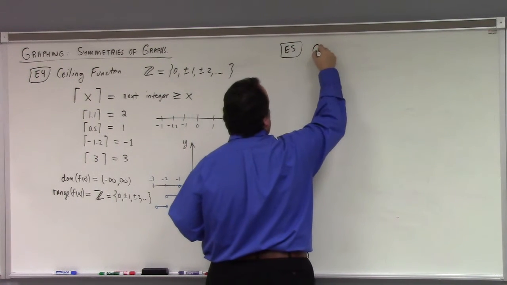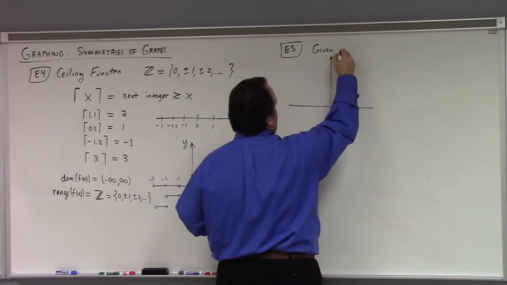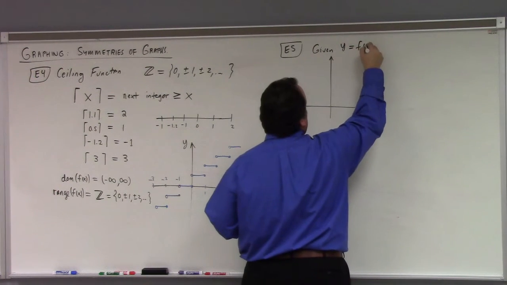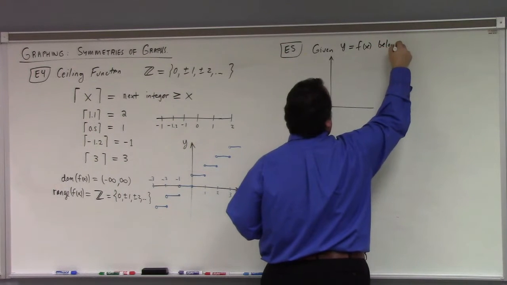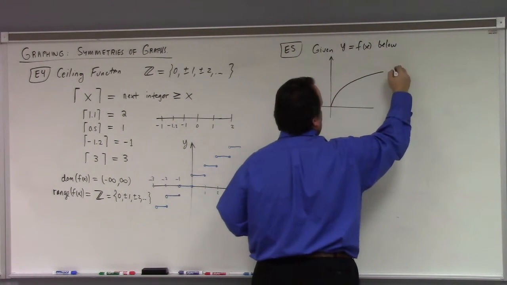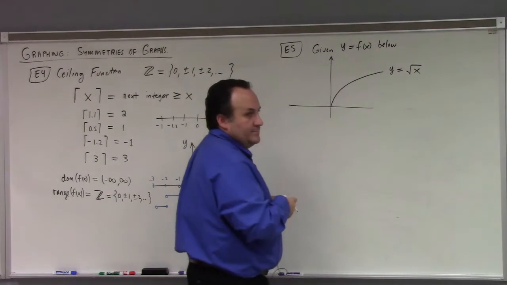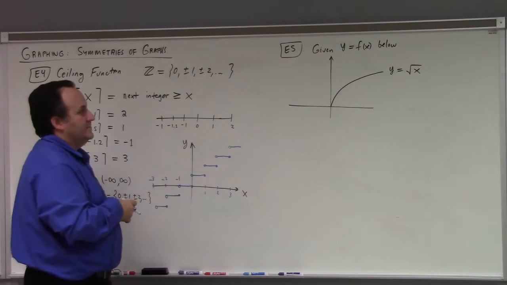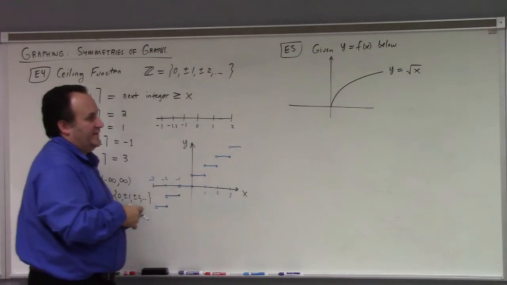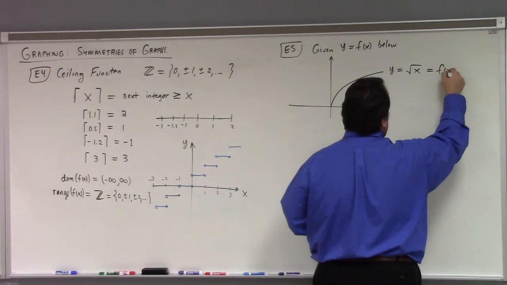So here's a build-a-function. All right, so you're given y equals f of x below. So let's suppose that you have y equals the square root of x, right? So I'm saying that that's f of x, just for the sake of discussion.